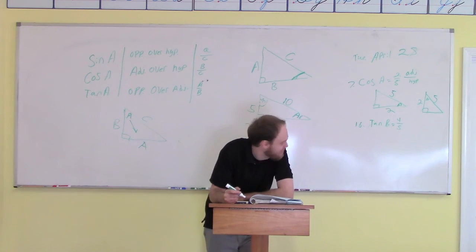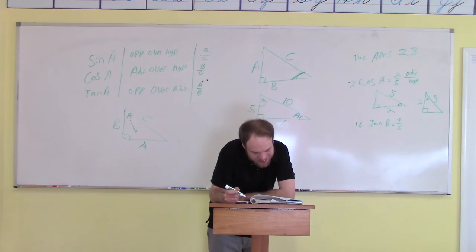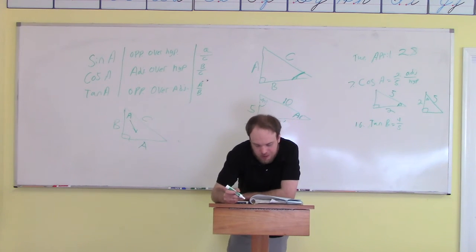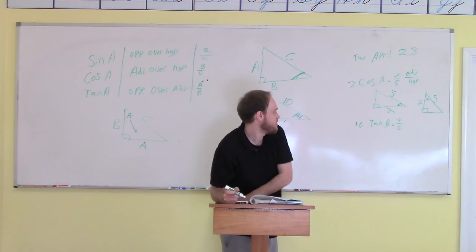So next I have 16 up on the board. Basically it says in each problem below, a trigonometric ratio for a certain angle in right triangle ABC is given. Find the other 2 trigonometric ratios for the angle. And so it may help to kind of sketch these. So 16, they give you the tangent of B.